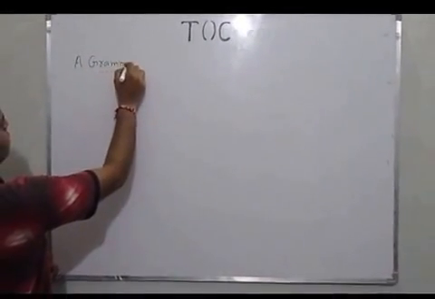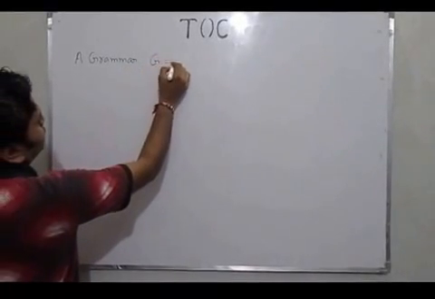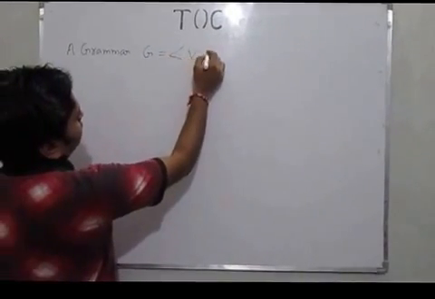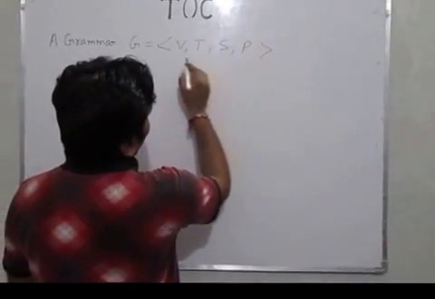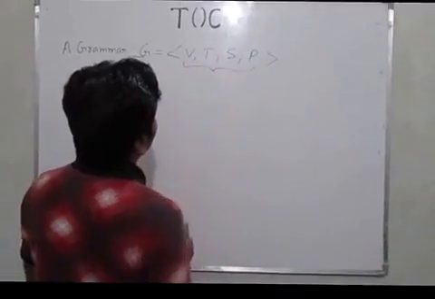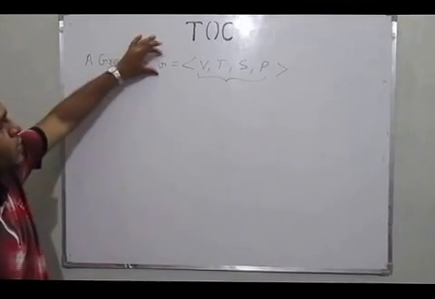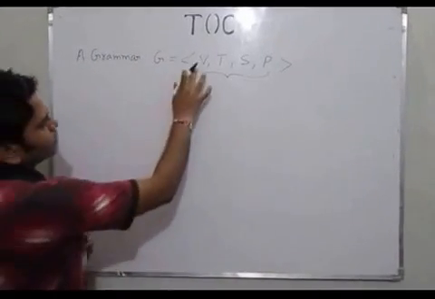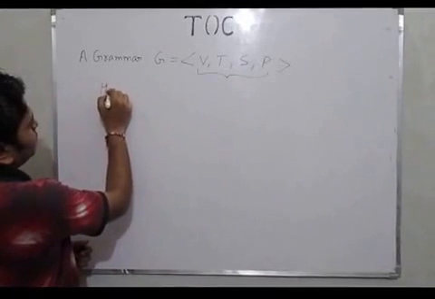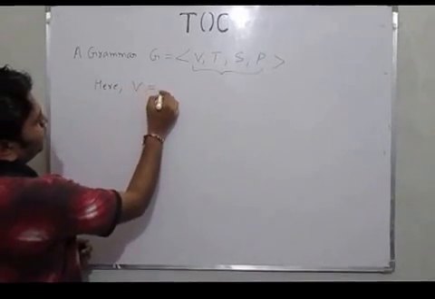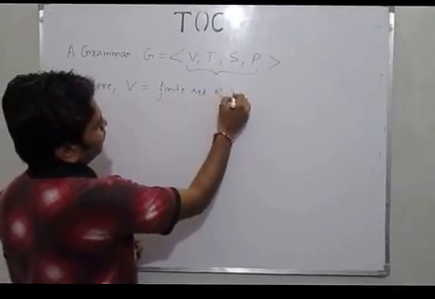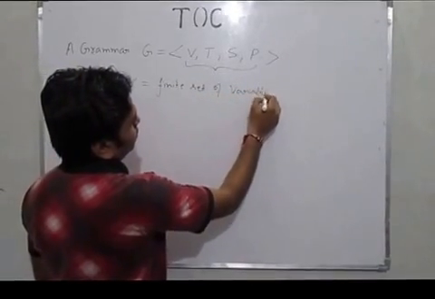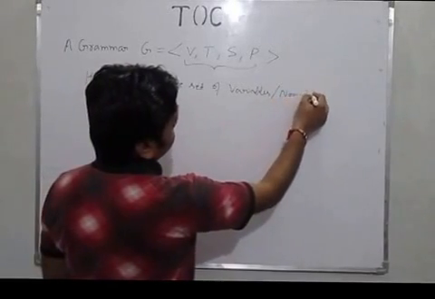So, a grammar G is basically V, T, S and P. These are the four components that constitute grammar in TOC. And what actually are these components? V basically represents a finite set of variables or non-terminals.